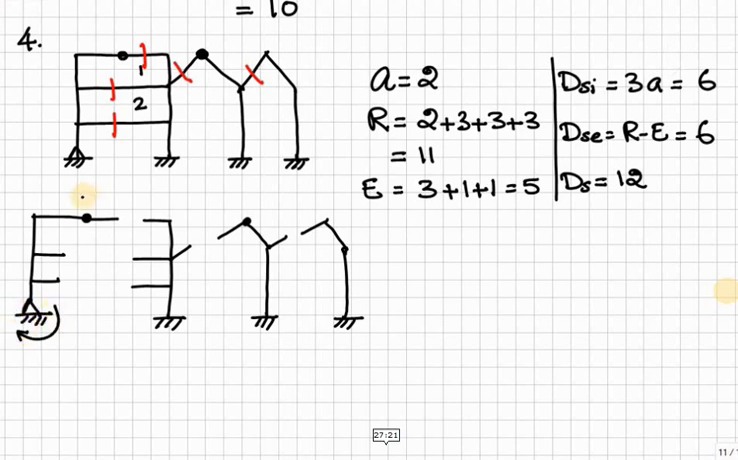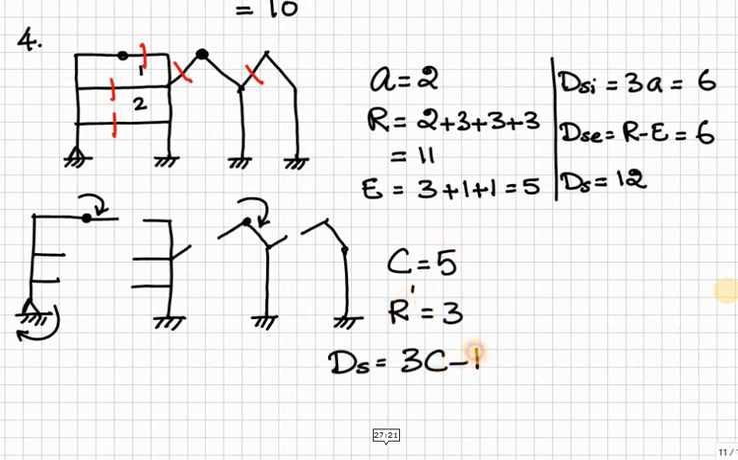So for the hinge we have to apply one moment restraint. Similarly, the upper hinge also we have to apply moment restraint. Here also one moment restraint. So totally 3 moment restraints we have to apply to make it rigid. Therefore, C is equal to totally 5 and R dash is equal to 3. So DS is equal to 3 times C minus capital R dash is equal to 12.